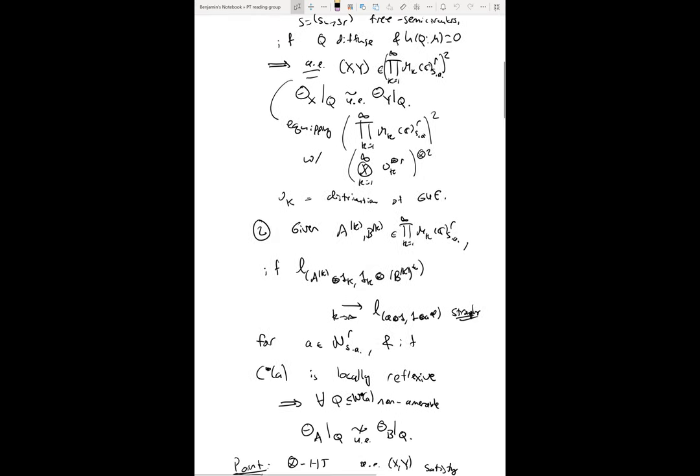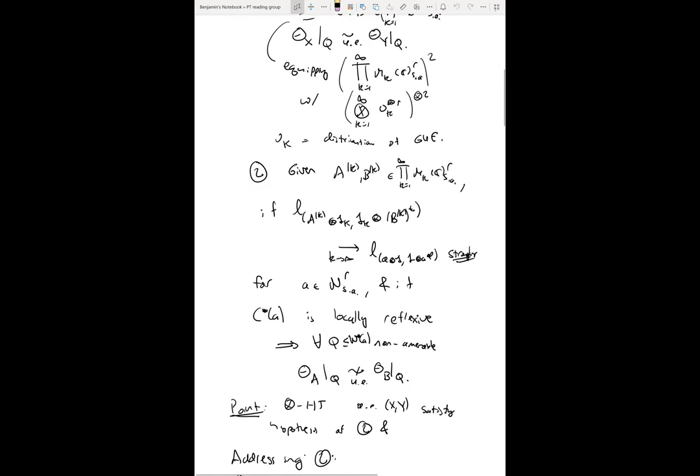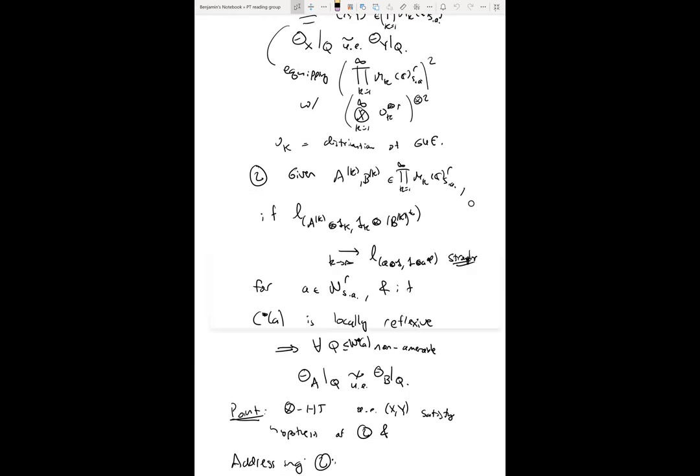So two is very general. Two, like I said, is not about random matrices. It does tell you that the strong convergence of tensors is a very strong condition. This also re-explains why you can't take A equals B: theta A restricted to something is never going to be unitarily equivalent to theta A restricted to the same thing.